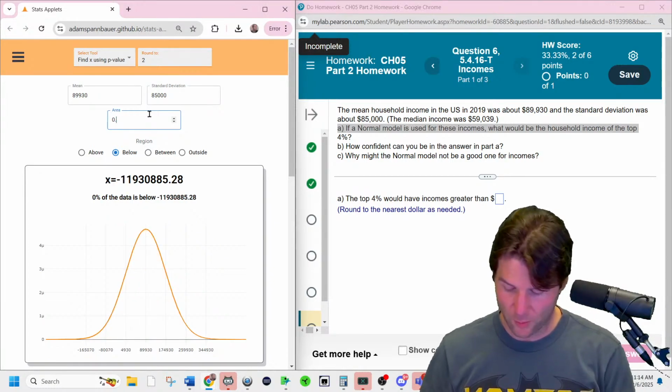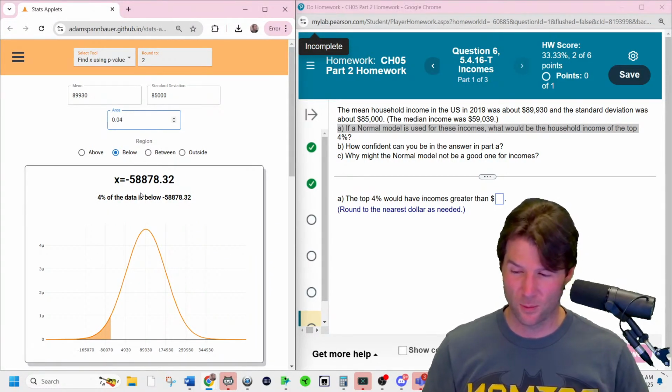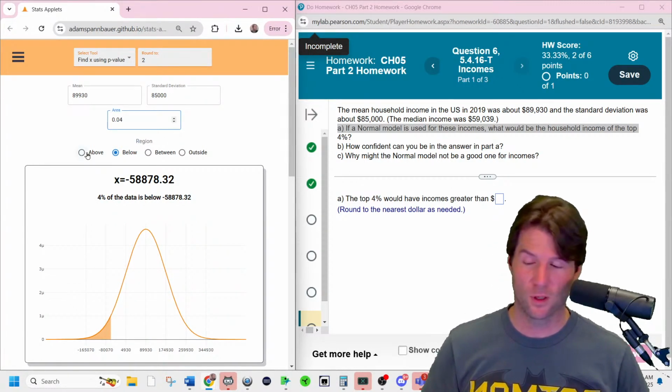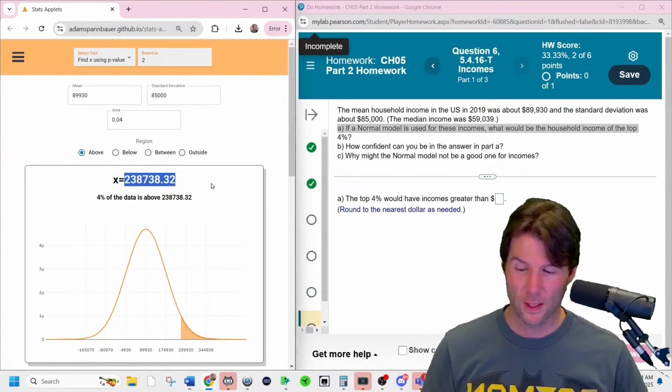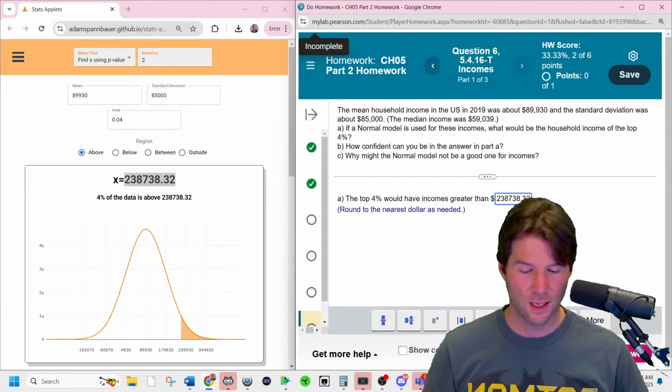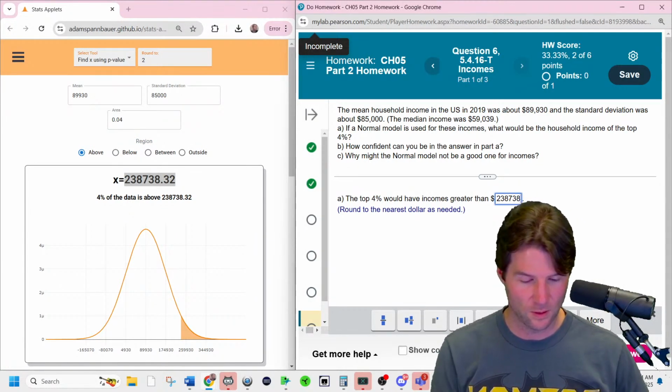You could also enter in 0.04 and get the top 4% with this. That's not the top 4, that's the bottom 4. Here's the top 4 right there. So the top 4% is the 96th percentile, and you can round it to the nearest dollar and get the answer right there.